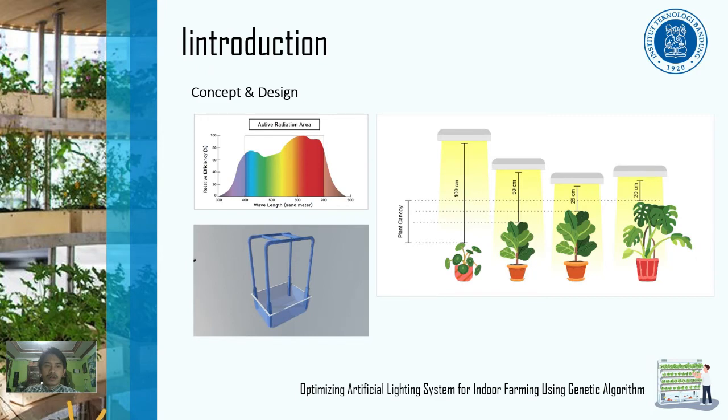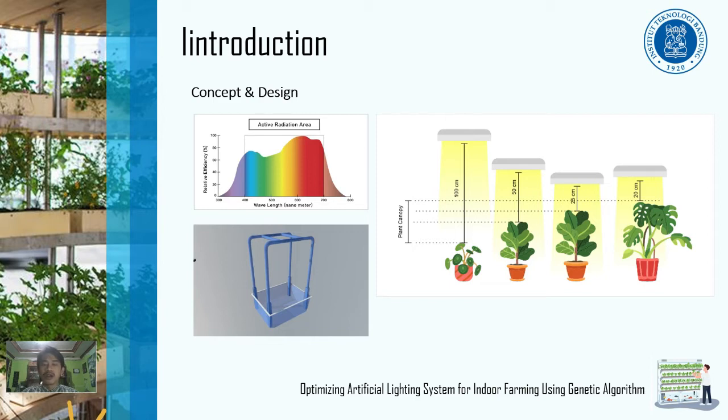The concept and design: as I presented before, the active radiation area for photosynthesis we use is only from 400 to 700 nanometers in wavelength, and I designed the box using PVC, or polyvinyl, material. This is like a plastic.